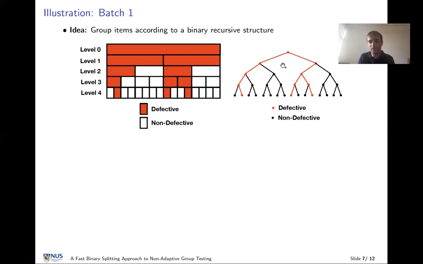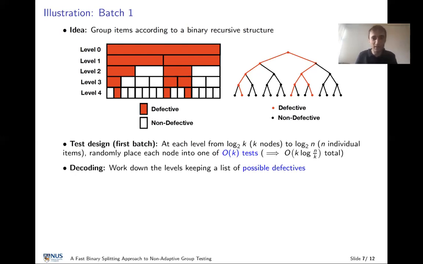This tree representation will be very useful. And you'll notice we have these defective branches going from the root down to leaves. Due to this recursive structure, whenever any node is defective, meaning it contains at least one defective item in its set, all of its ancestors must be defective as well. So we have this rooted subtree, which is defective.